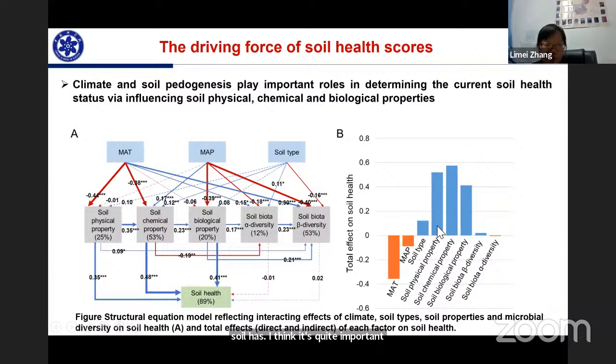We also constructed a structural equation model to quantify the effect of climate and soil pedogenesis factors. It showed these two factors have significant influence on soil health. Mainly they influence soil physical, chemical, and biological properties, and even though they have significant influence on microbial alpha and beta diversity, these two diversities have very weak correlation with soil health.